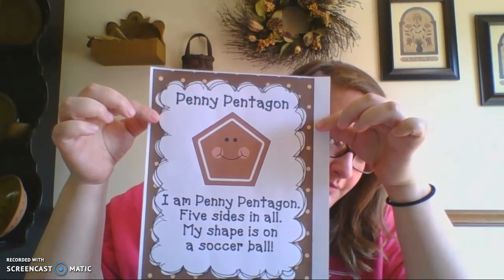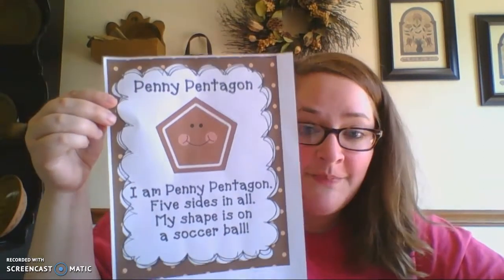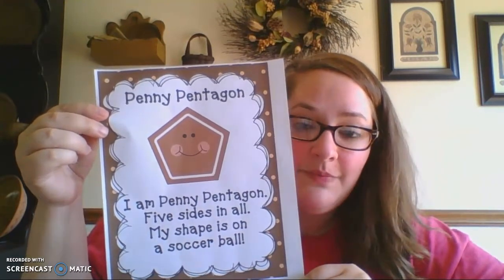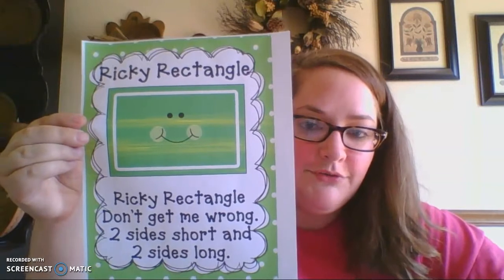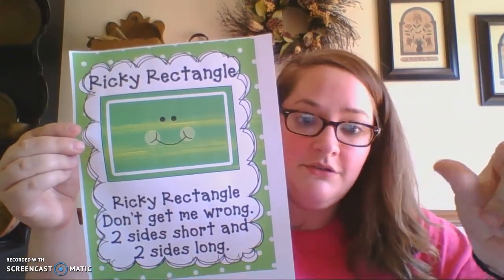Penny Pentagon. I am Penny Pentagon, five sides in all. My shape is on a soccer ball. Ricky Rectangle, don't get me wrong. Two sides short, two sides long.